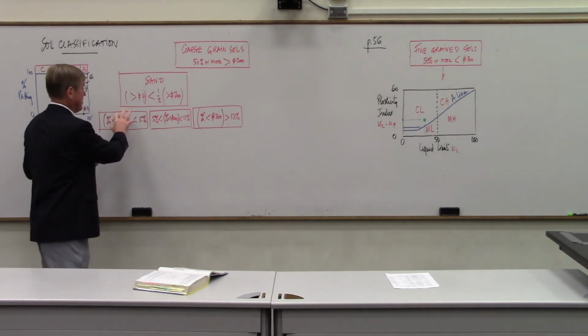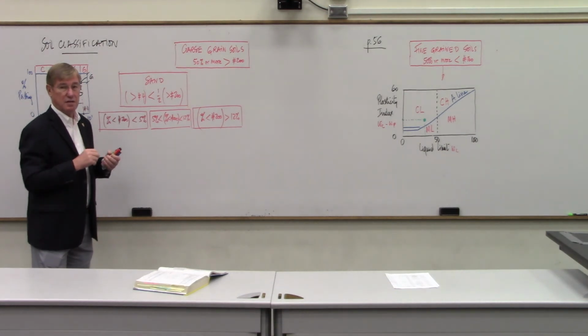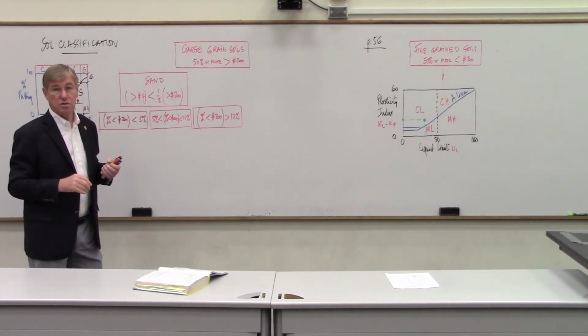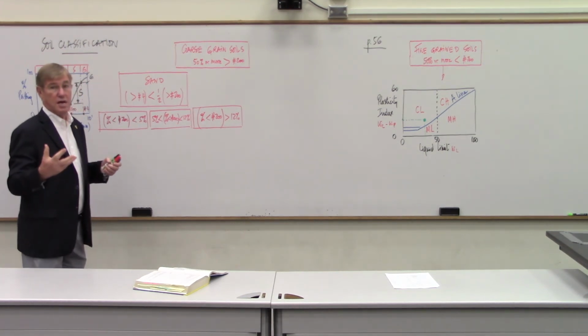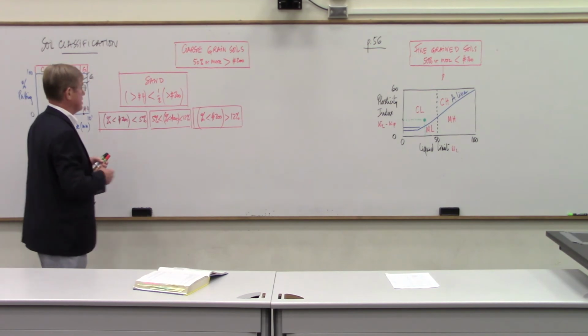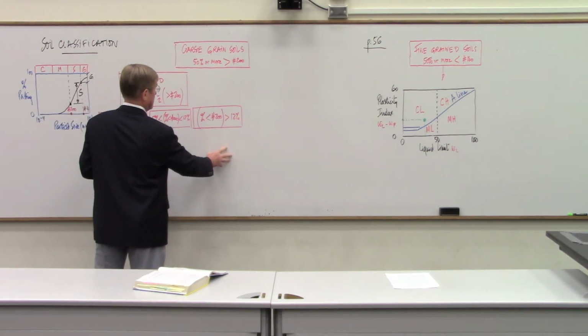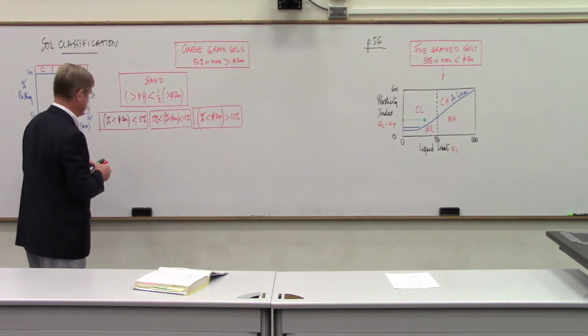If it's less than 5%, this is going to be a clean sand. There's not that many fines. If it was a dry sand and you let it fall on the table, then it would not make much of a cloud of dust. If you have more than 12%, this will be a dirty sand. And then we'll have to decide whether it's clay sand or silty sand.